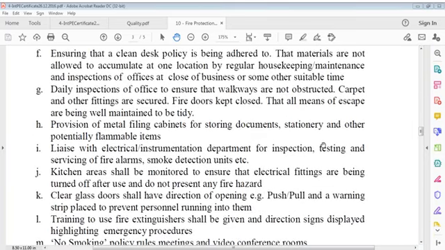Ensuring that a clean desk policy is being adhered to, that materials are not allowed to accumulate at one location, by regular housekeeping, maintenance, and inspections of offices at close of business or some other suitable time. Daily inspections of office to ensure that walkways are not obstructed, carpet and other fittings are secured, fire doors are kept closed, and that all means of escape are well maintained and remain tidy. Provision of metal filing cabinets for storing documents, stationery, and other potentially flammable items.